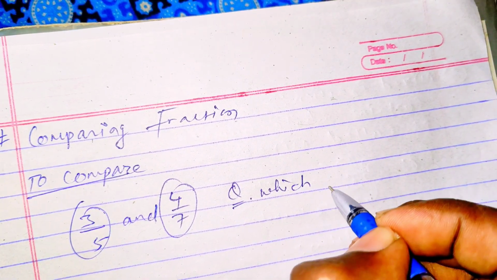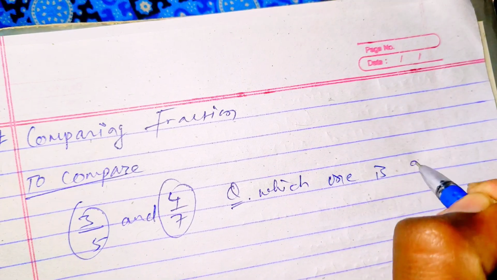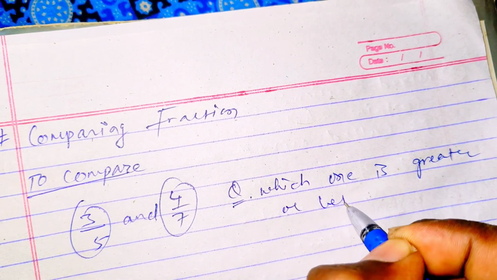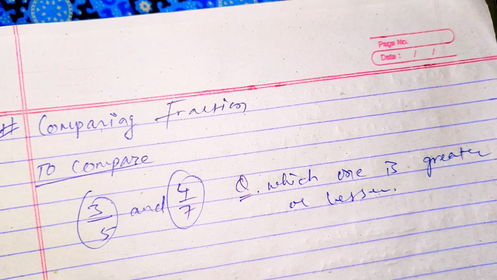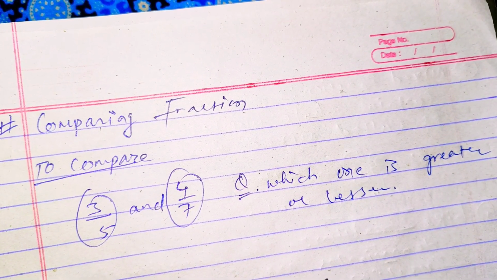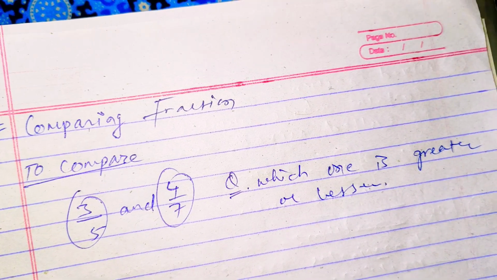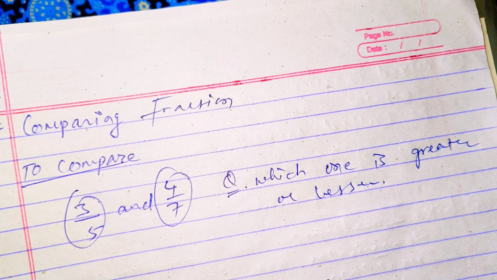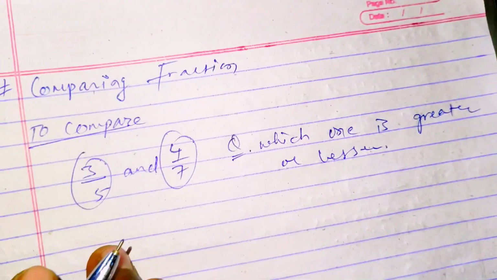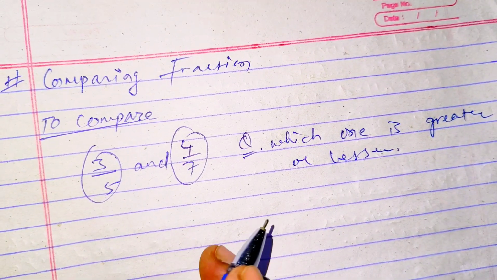Which one is greater, or lesser? In this way we can find which one is greater or lesser. So we're going to use cross multiplication. There is a very simple method, that is cross multiplication, right?